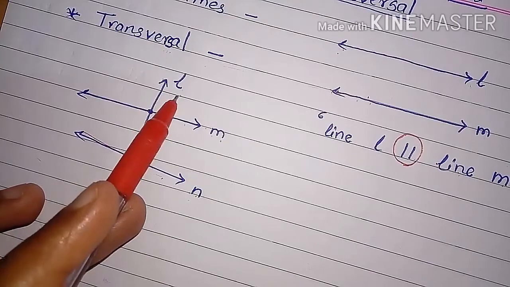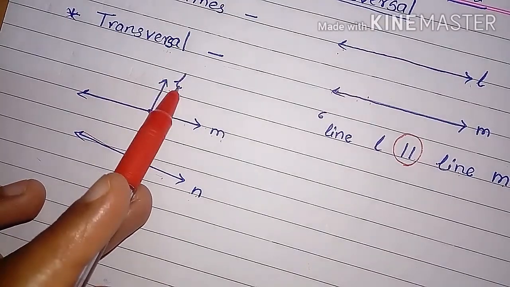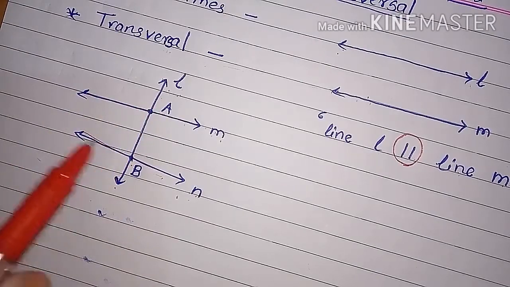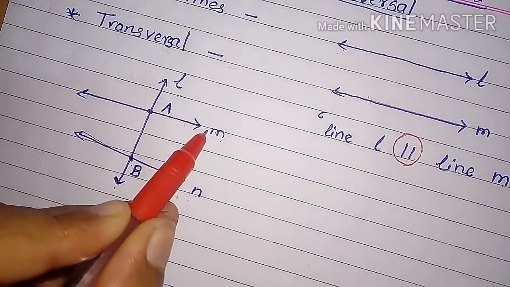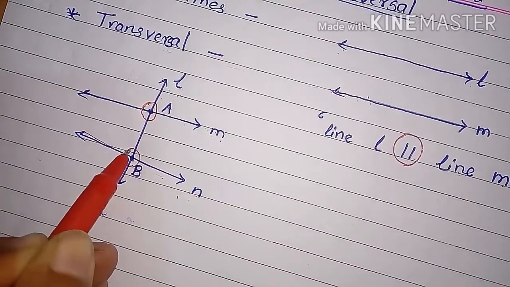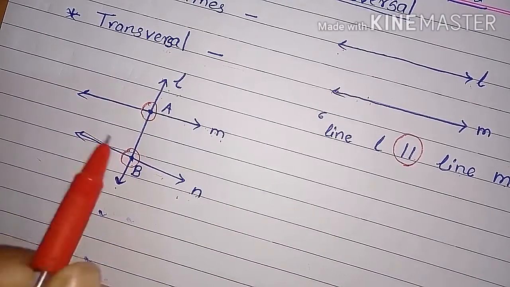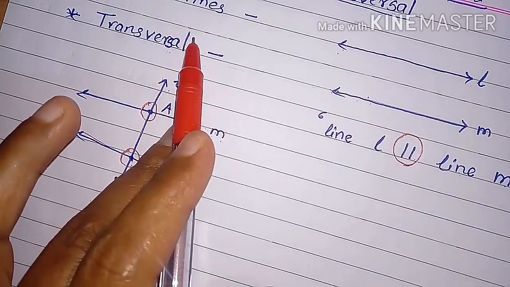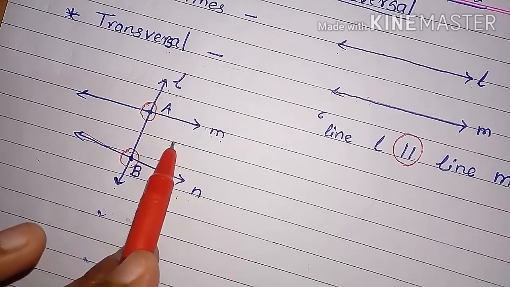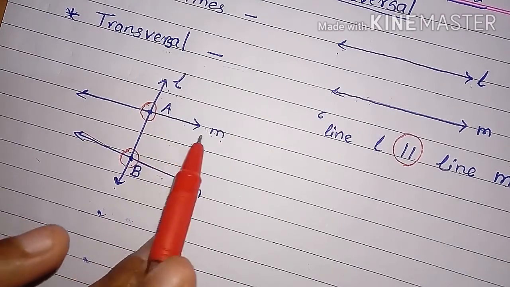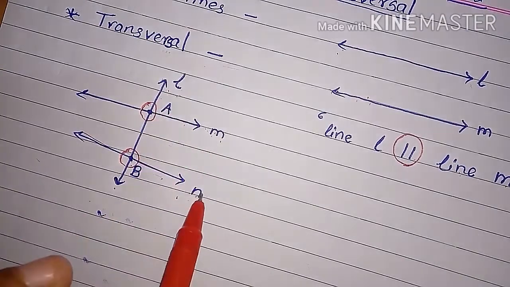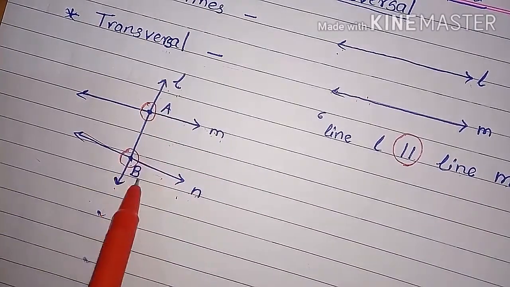So the line L is called a transversal of lines M and N, and this line L intersects line M at point A and line N at point B. This is what we mean by parallel lines and transversal. Now because of this transversal, some angles are made. Because of line L intersecting lines M and N, some angles are made there.